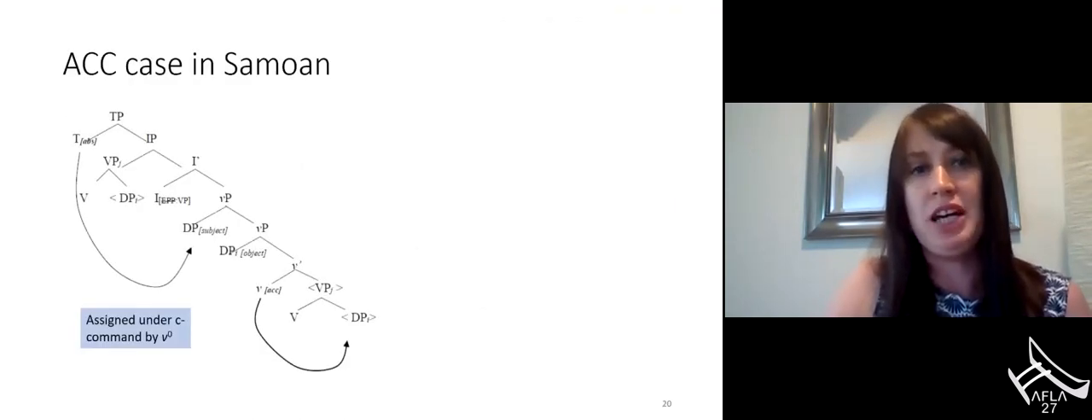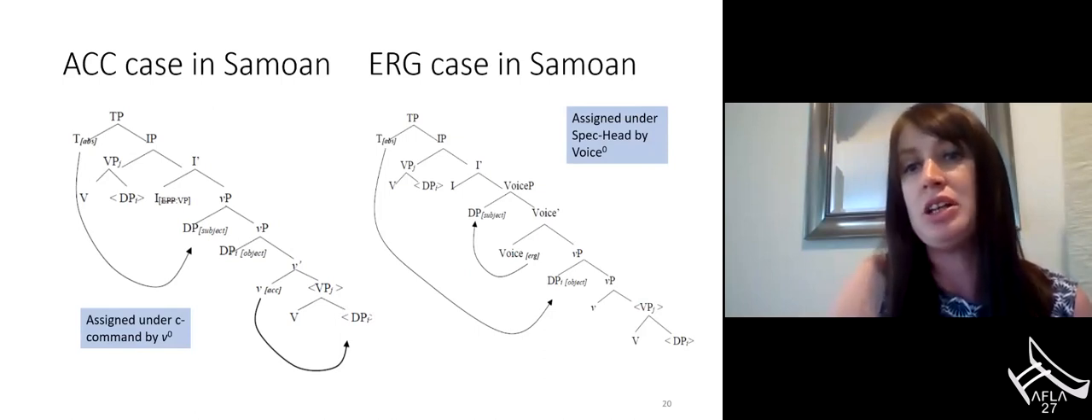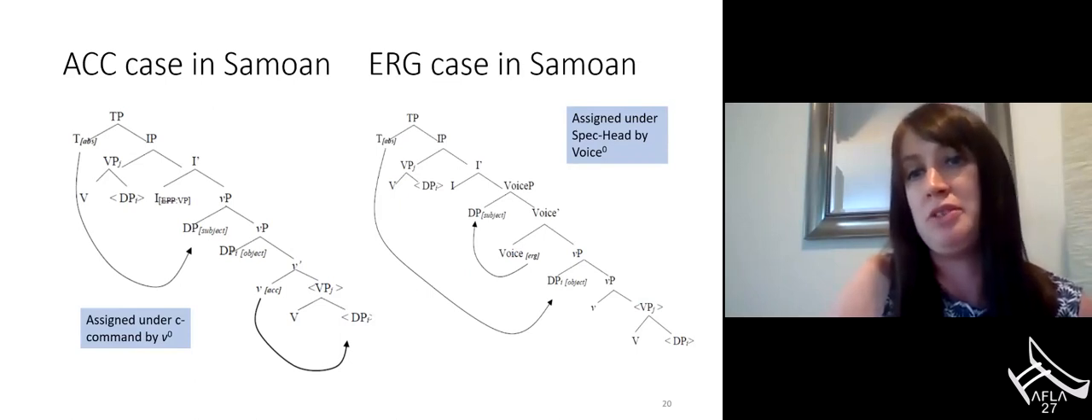So just to schematize accusative case in Samoan, we're going to posit that it's assigned by little v under c-command to the object, and absolutive case is assigned by T to the subject. We'll come back to the locus of absolutive case in a moment. And then when we have ergative constructions, we have this additional voice projection, and ergative case is assigned in a spec-head relationship to the subject in the specifier of VoiceP, and this frees up absolutive case from T to be designated for the object.